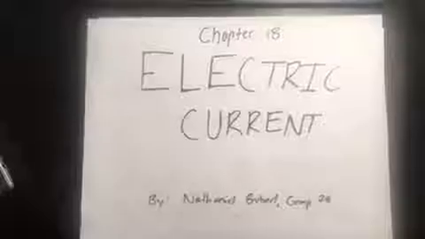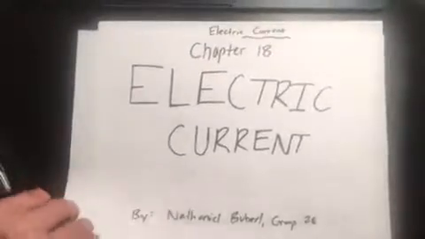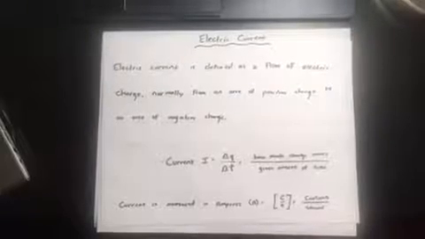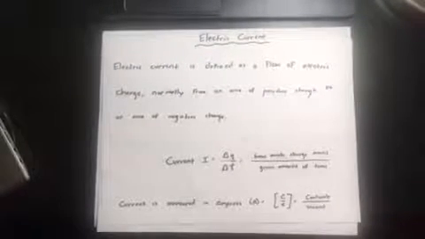I would first like to define what electric current is. Electric current is defined as the flow of electric charge in a circuit, normally from an area of positive charge to an area of negative charge.